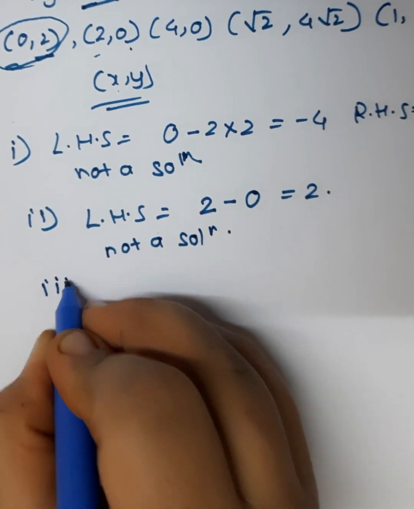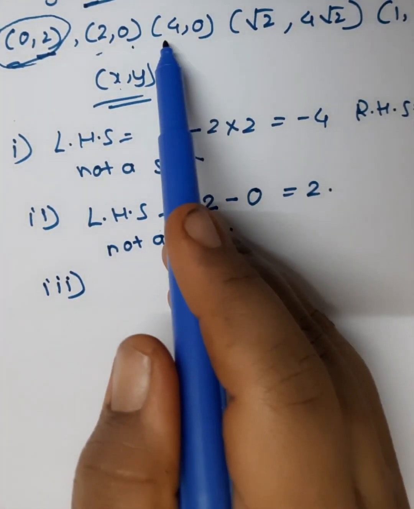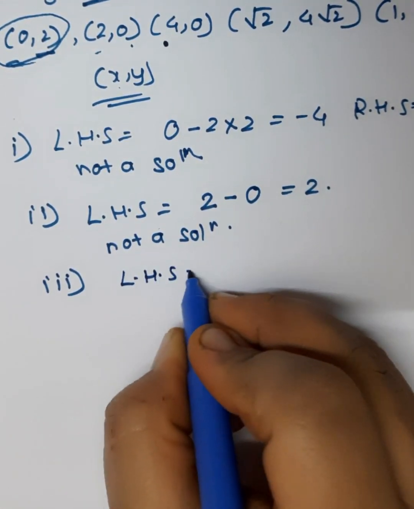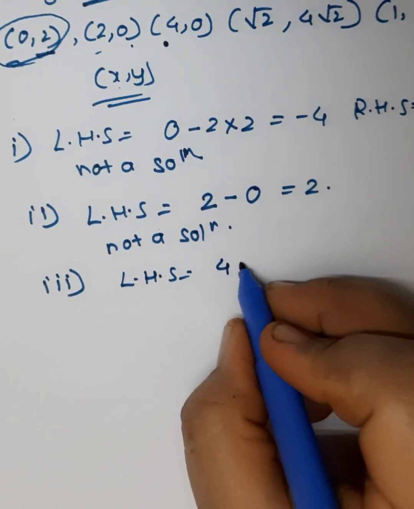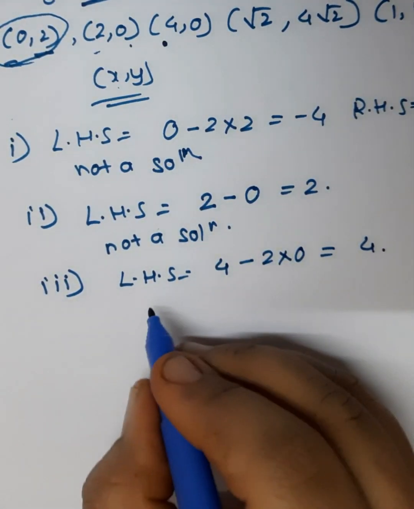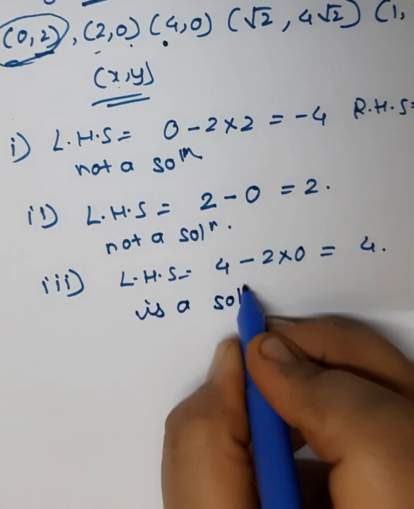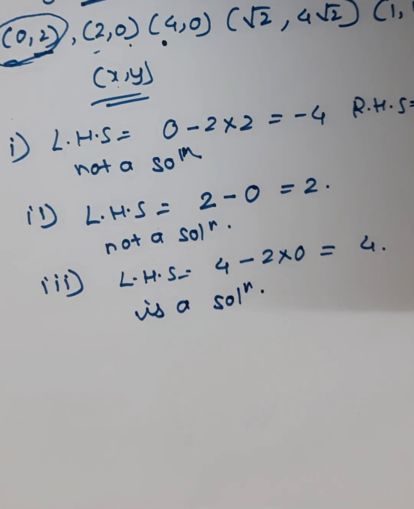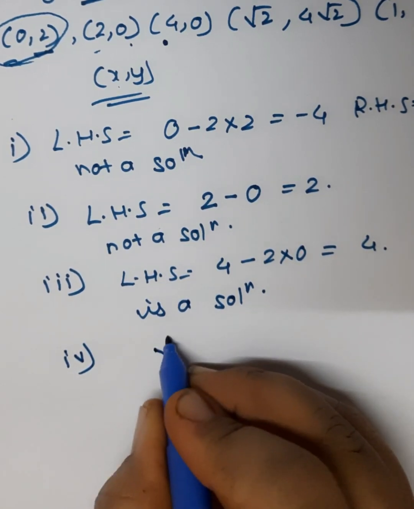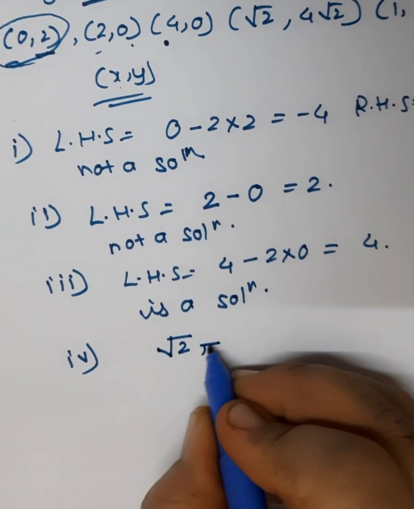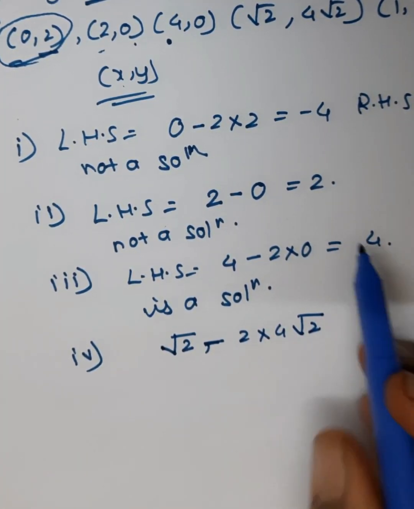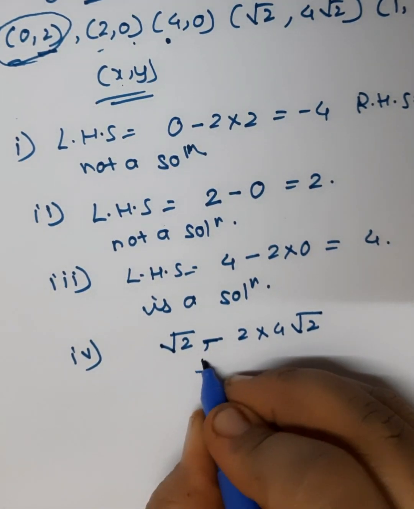The third point is (4, 0). So x will be 4, y is 0. Just put it in. LHS is equal to 4 minus 2 into 0 is equal to 4, and the RHS is also 4, so this is a solution. Next point, (root 2, 4 root 2). We'll put the values: root 2 minus 2 into 4 root 2, but this is not equal to 4, so this is also not a solution.